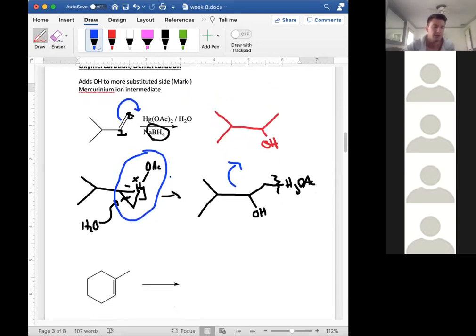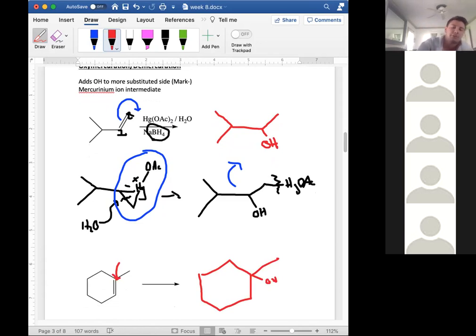All right. So at the end of the day, what you end up with is the OH on the more substituted side. So your product for this one will simply reflect that, right? OH on the more substituted side of the double bond, right?